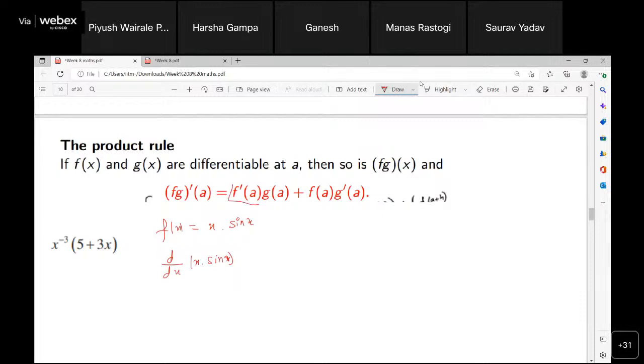Derivative of the first function, take the other function as it is, plus derivative of the other function, take the first function as it is. If you apply the product rule here, the derivative of x is 1, keeping sin x as it is, plus the derivative of sin x, that is cos x, keeping x as it is. So it is sin x plus x cos x. This is the derivative of this function. Try to find the derivative of this particular thing.